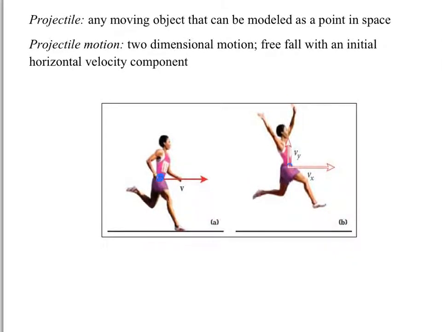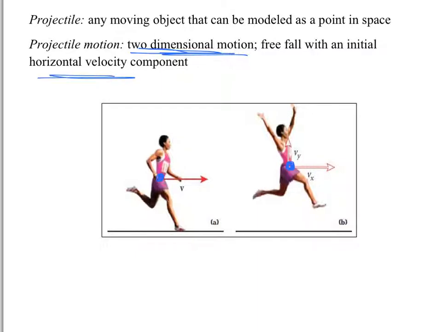And then when they jump, now they're suddenly a projectile, because they're moving in 2 directions. They're moving vertically and horizontally. So projectile motion here is 2-dimensional motion. It's also free fall with horizontal velocity.